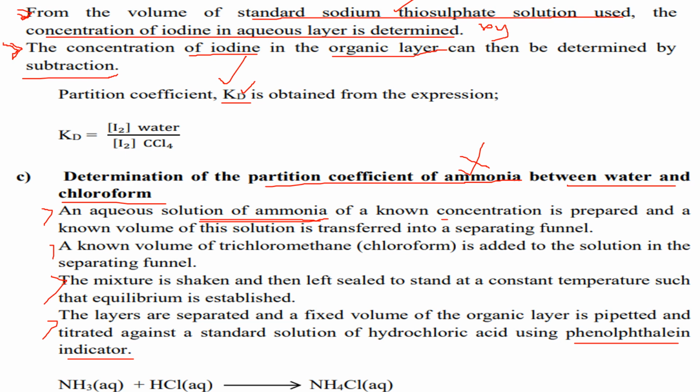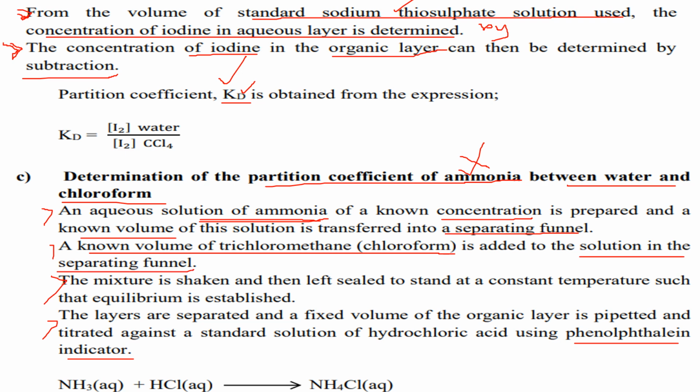That's why I say that the solution of known concentration and of known volume is going to be transferred into our separating funnel. And then remember that an aqueous solution of ammonia contains both ammonia as a solute and water. So pay attention to that. And then we are going to add the organic layer. Our organic layer is going to be trichloromethane, also known as chloroform. It's going to be added to the solution in the separating funnel.